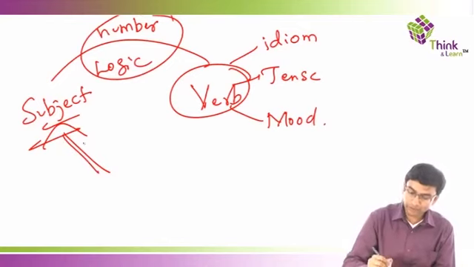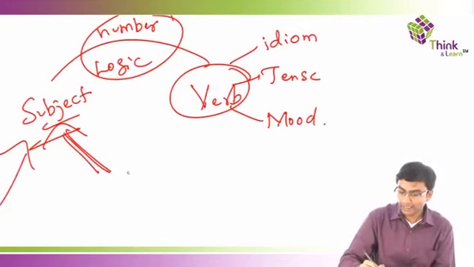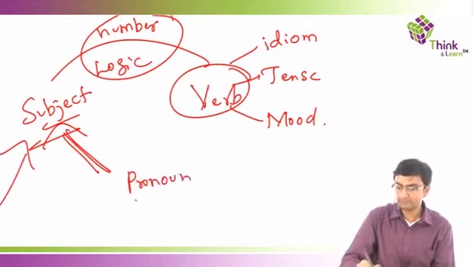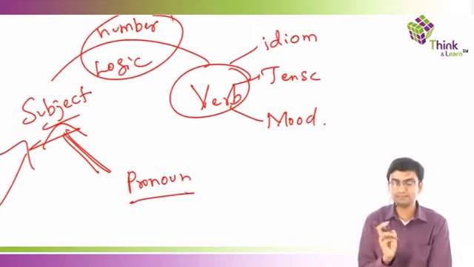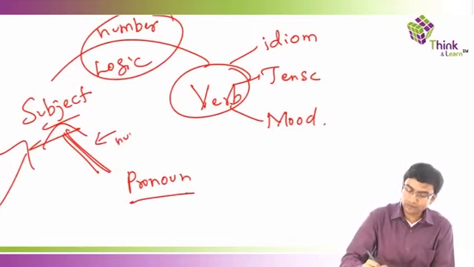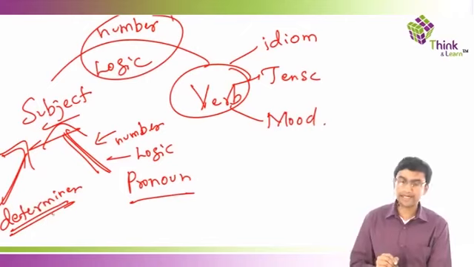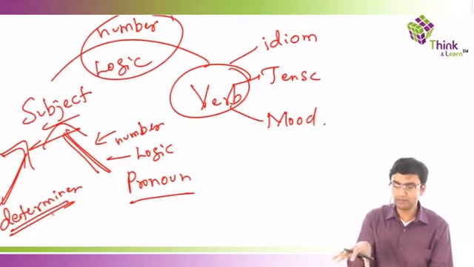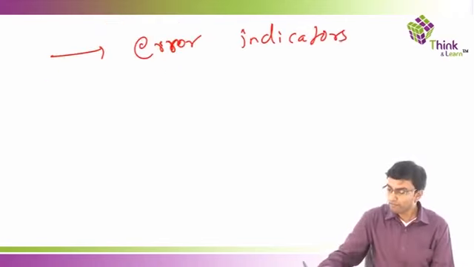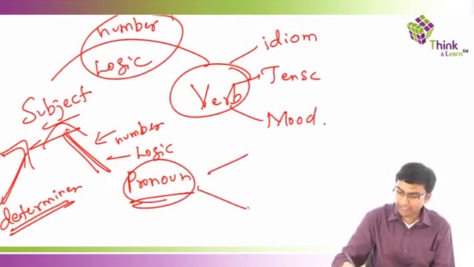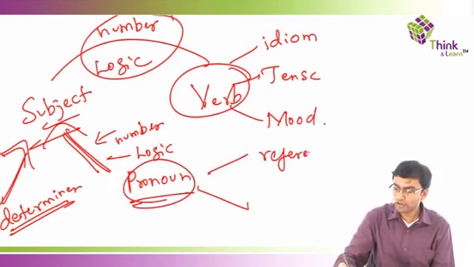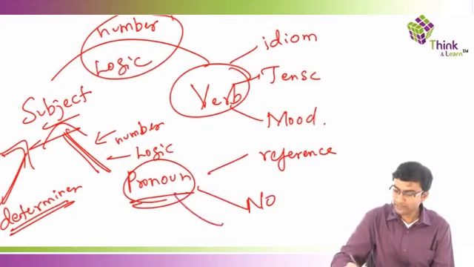In terms of subject, you'll check two types of errors. One is basically the subject pronoun agreement: we check whether the subject agrees with the pronoun, again in terms of number and in terms of logic. Similarly, the subject and the determiner should also agree, right? So there's a standard set of things, very simple, sort of a flow chart. Now, in terms of pronoun, you'll also check whether the reference is right or wrong, whether there is no reference, or whether it is the wrong pronoun which is being used.